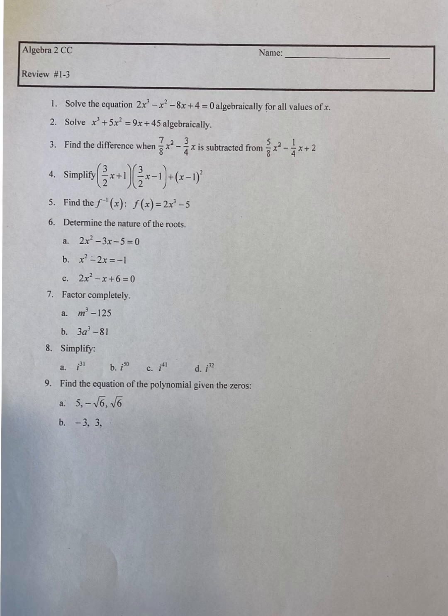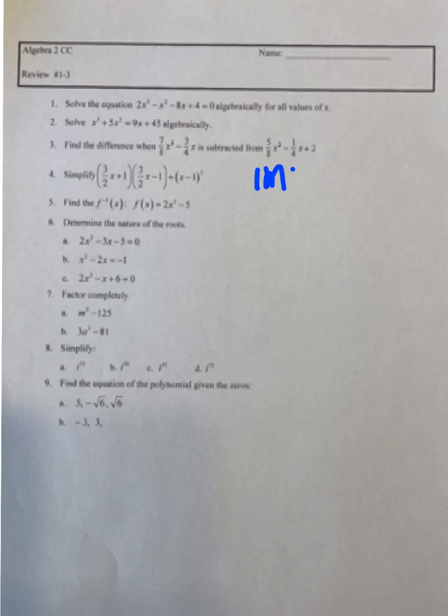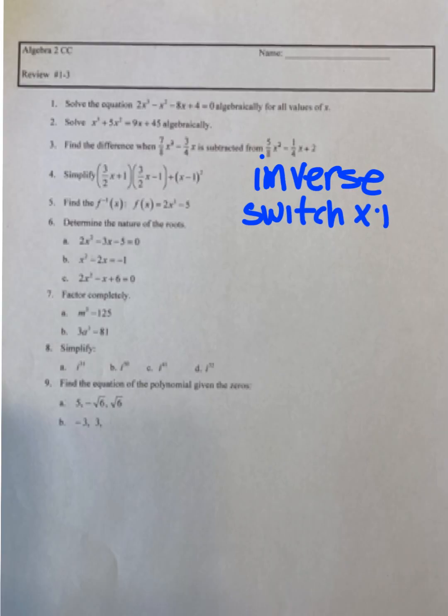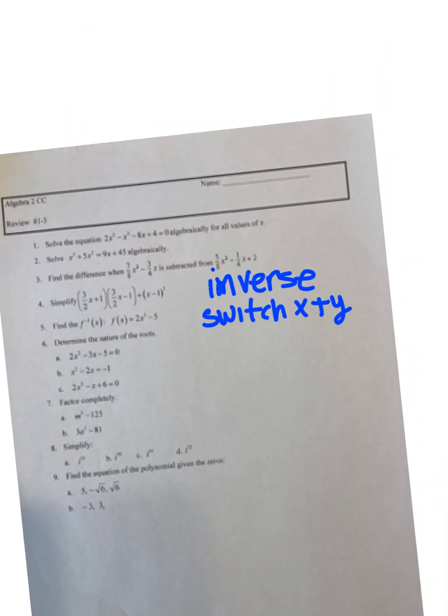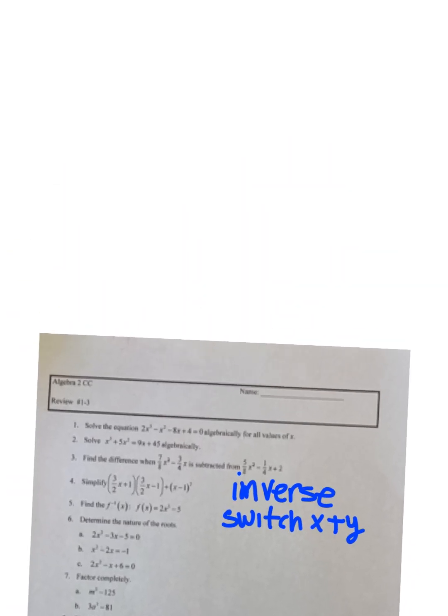Okay, let's take a look at number 5. All right, so number 5 says to find. Now notice this symbol here. We have to remember that symbol means to do the inverse. And inverse means to switch x and y. All right, so let me write down the function. So the function is f of x equals 2x to the third minus 5.